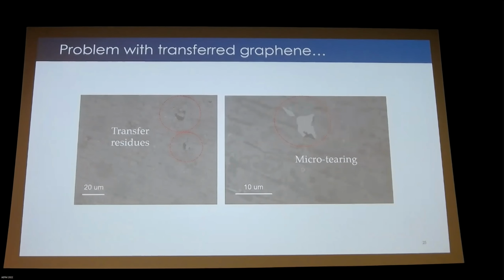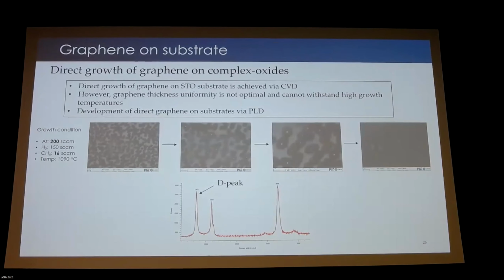All right, but transfer graphene is not the best, even if you do the dry transfer technique, because obviously if you do it by hand, you're going to have some transfer residues, such as PMMA, or some nickel particles that didn't get washed away. And you also have micro tearing of these graphene films. So the best way actually is to directly grow graphene on your substrate, right?